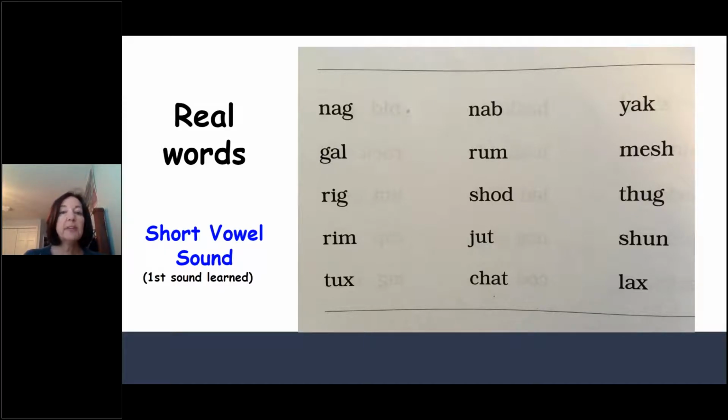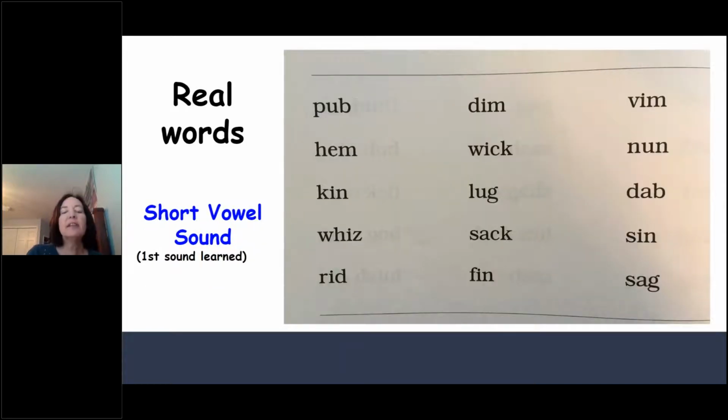Okay, now you've turned the video back on. Here's another set of real words. Again, it's all short vowel sound words, which was the first sound we learned on each sound card. You can turn off the video and have a friend check your pronunciation if you feel like that would be helpful. Go ahead and turn the video off.